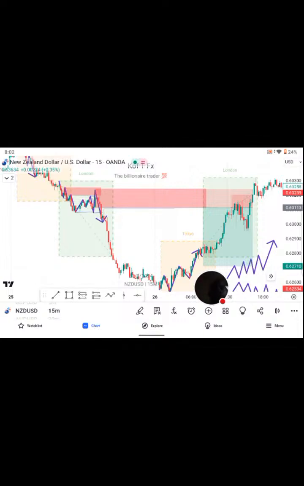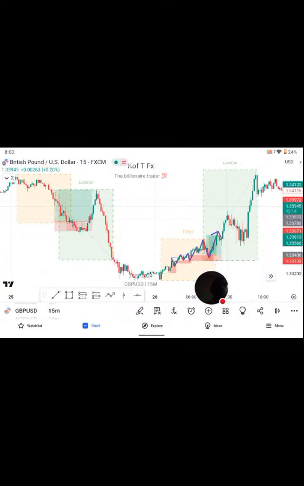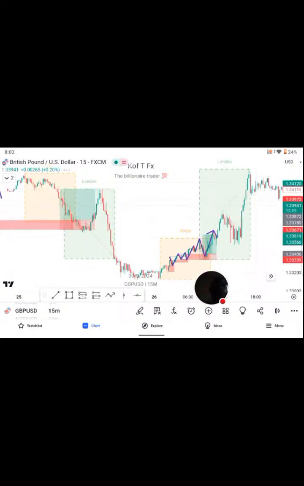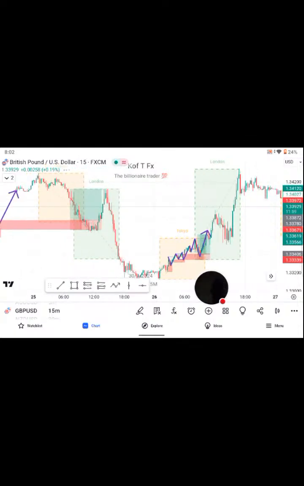So let's check GBP/USD. We took two trades on GBP/USD. One hit TP while the other one hit SL. So let's have a review of those trades. Okay, I took three trades on GBP/USD. Yeah, it is three trades.